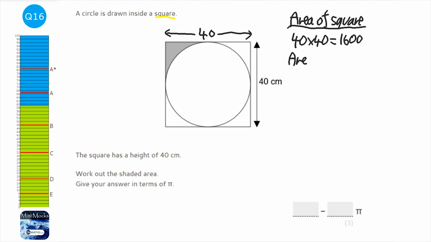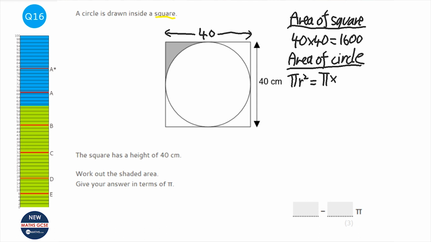Okay, so next we're going to do the area of the circle. And area of the circle is pi r squared. Now r is the radius, and we're given the diameter. We're given the full way across the circle. So it's going to be pi times 20 squared, because that's half of the diameter. 20 squared is 2 times 2, which is 4, and then add the 2 zeros, which would be 400 pi.